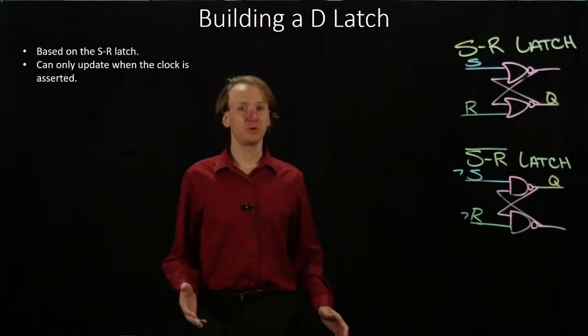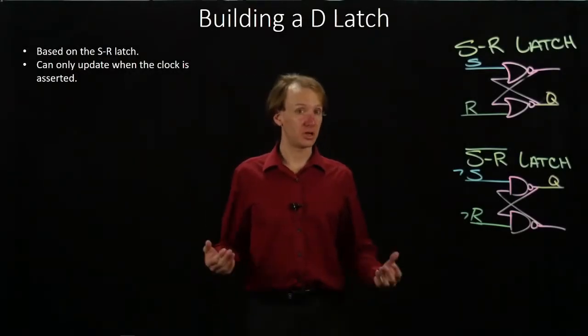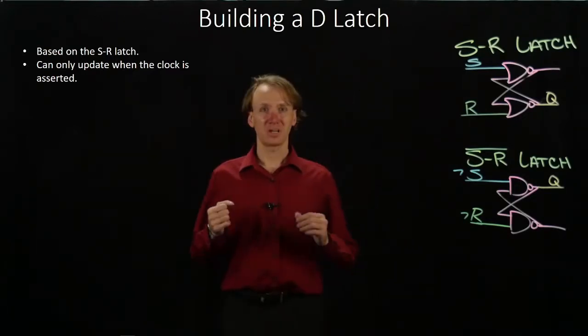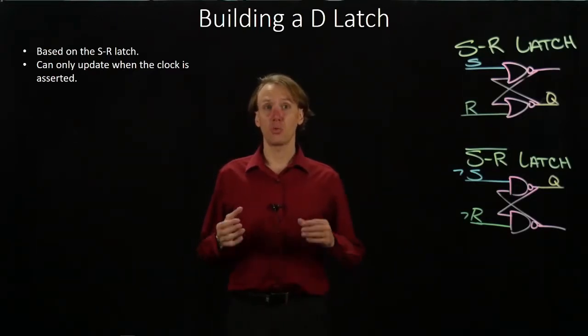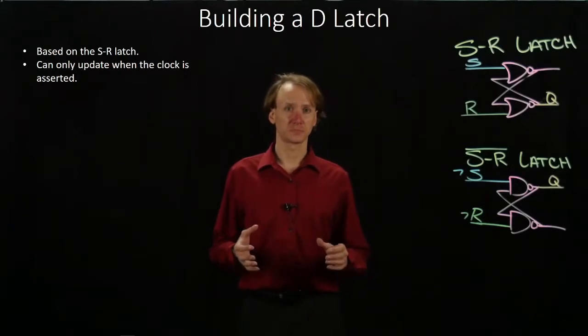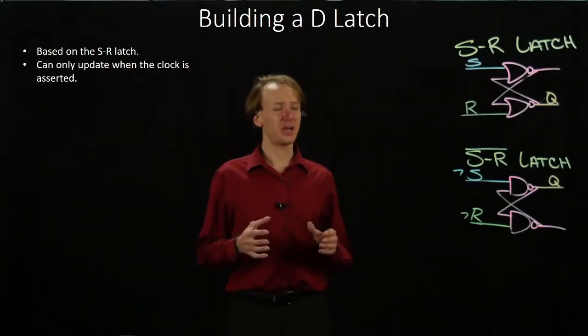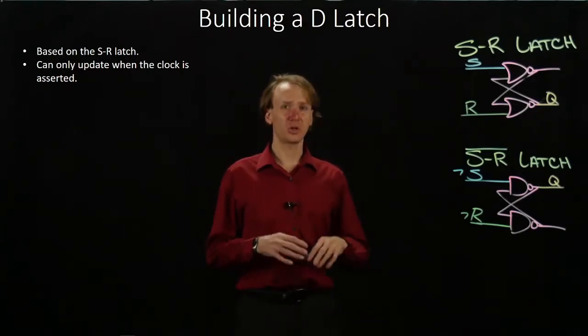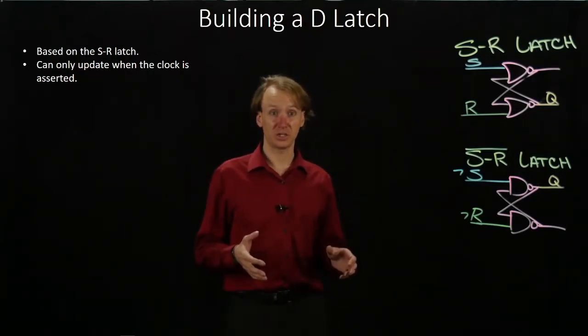This time we're going to be building a D latch. A D latch is similar to an SR latch in that it will hold data, but it also gives us the ability to control when we update our latch. Our D latch is actually going to be based off of our SR latches, so we're going to be looking at two different types of D latches.